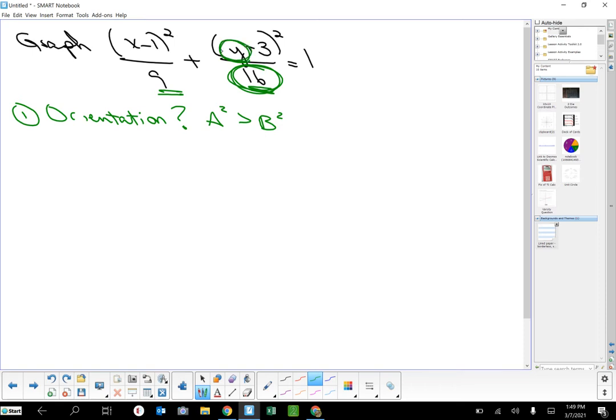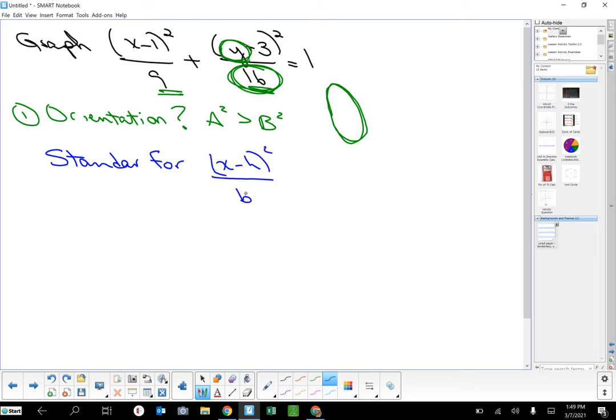Since that's sitting underneath the y variable, the orientation of this is vertical, which then tells me, if you flip back to that page in your notes, that the standard form I need is x minus h quantity squared over b squared plus y minus k quantity squared over a squared equals 1. So now I know a few things. I know the center, because it's h, k, comes from here.